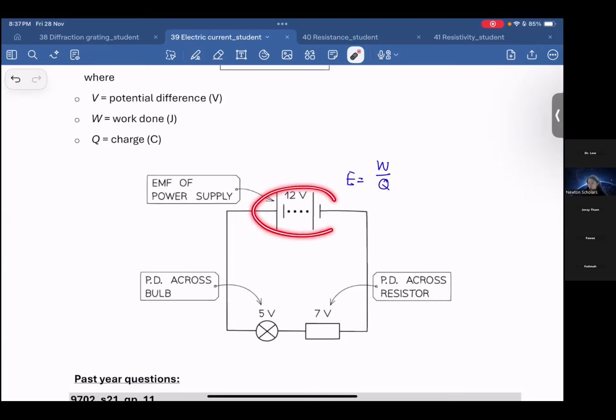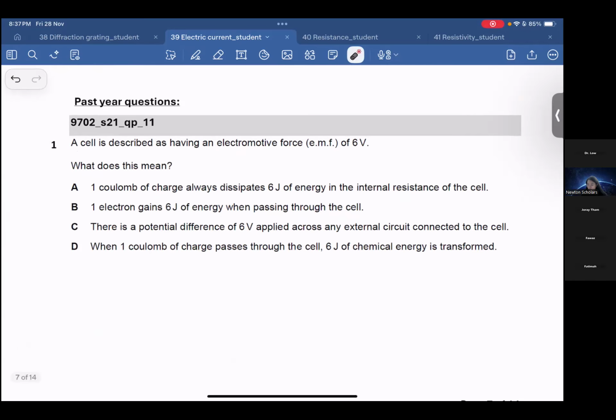EMF is to complete the whole circuit, while this part is from one point to another point, or we say across the component. So this is just a recall. In Year 11 we learned that a cell is described as having an electromotive force, EMF. EMF is work done per unit of charge, or energy transfer per unit of charge. So A, B, C, D, which one is correct?